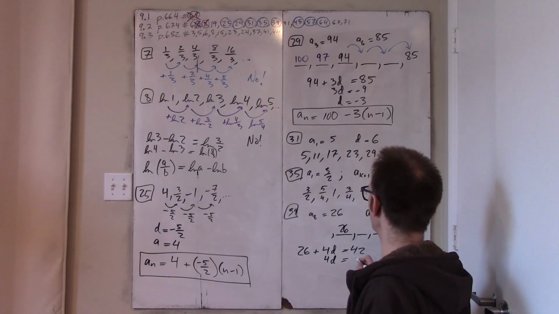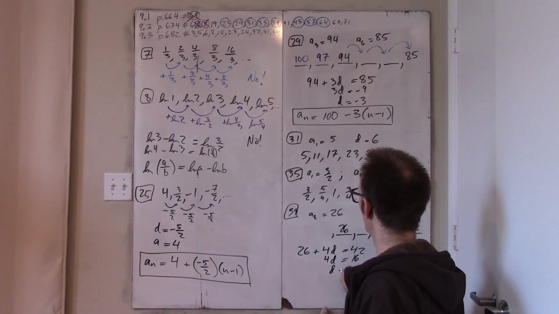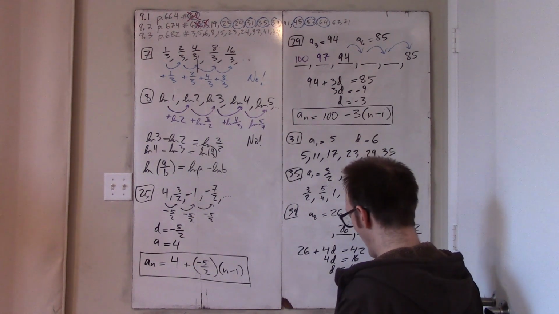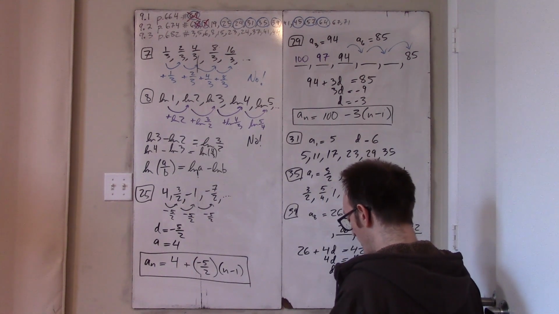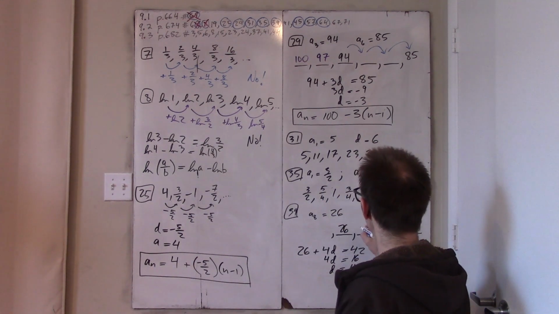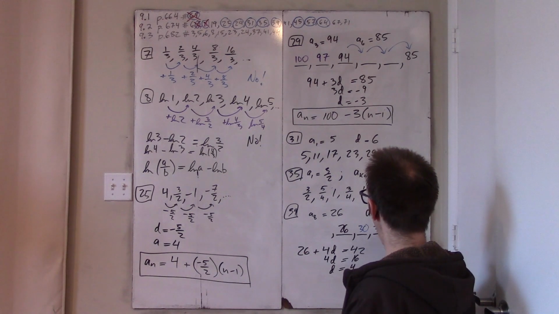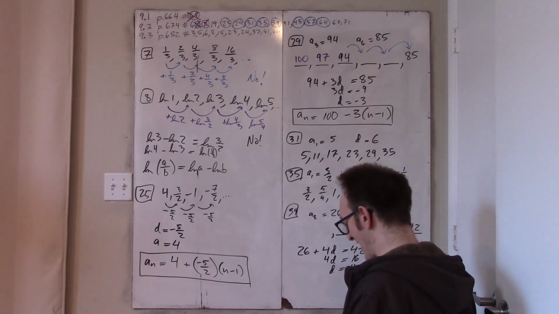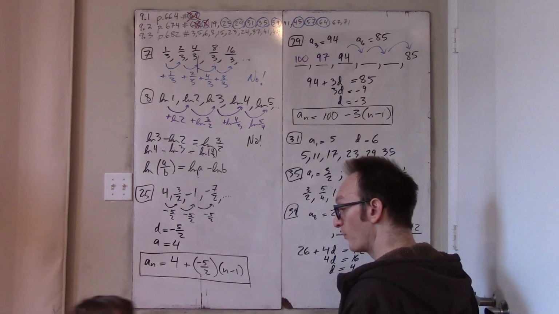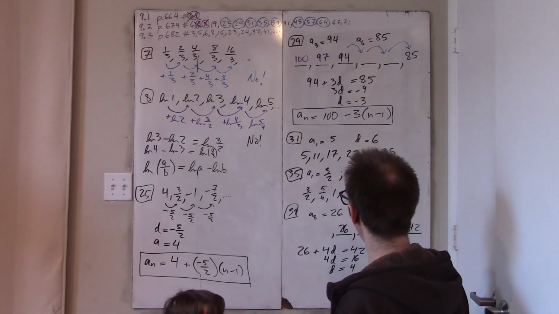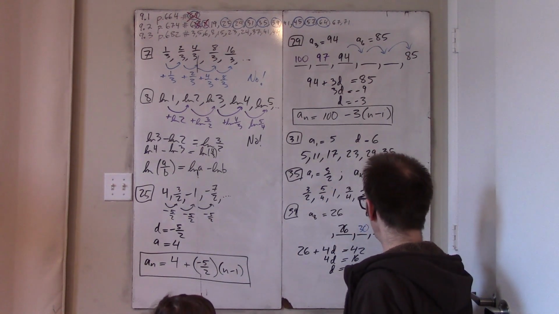So if I subtract 26 from here, I get 16. So D is 4. And if you have a lot of time, you can always check this. So that's 30, 34, 38, 42, so it all checks out. Okay, wait, we have to do some more things. So we have to now go back, and we have to figure out what the first term is. What is the first term?